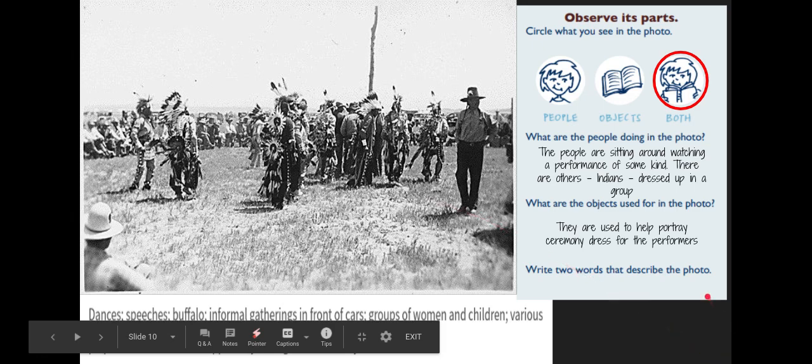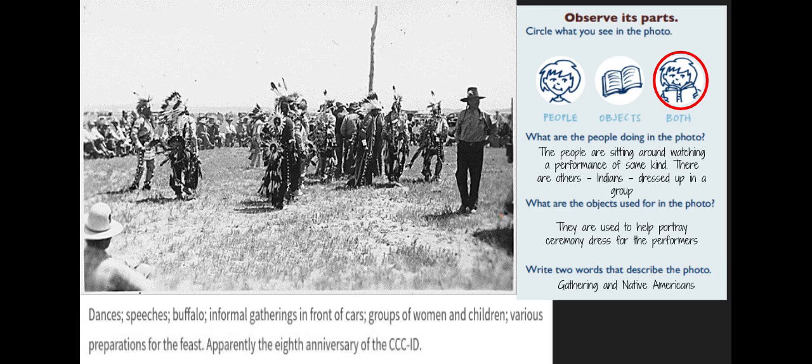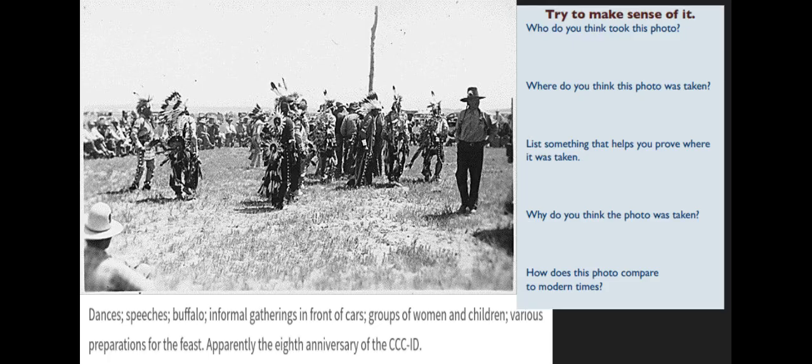And then write two words that describe the photo. I would say gathering and Native Americans. I mean, you can have two totally different words. Like I said, analyzing a document is personal because it's what you interpret, what you can see from the photo. Okay. So now we're going to try to make sense of it.